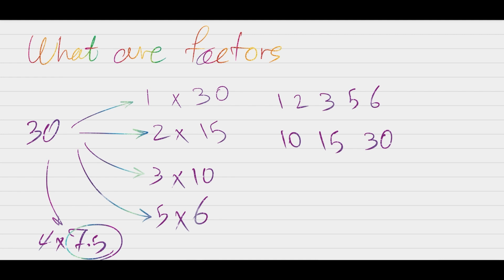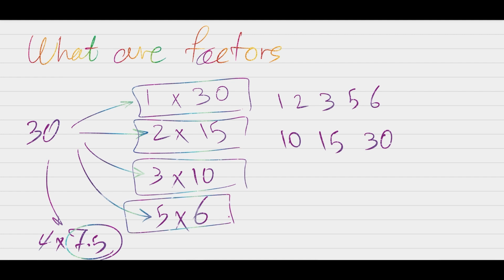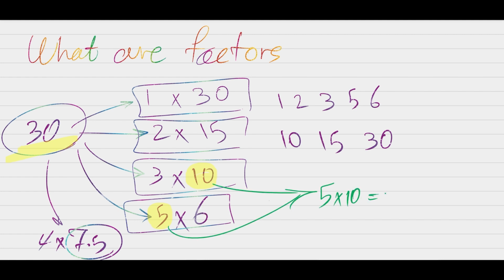Let's talk about factor pairs. All of these are called factor pairs. A factor pair just means two of these factors that, when multiplied together, equal 30. So even though 5 and 10 are both factors of 30, they're not a factor pair, because 5 times 10 equals 50, not 30. So 5 is a factor pair with 6, and 10 is a factor pair with 3.